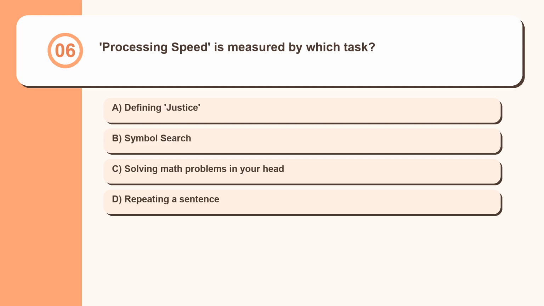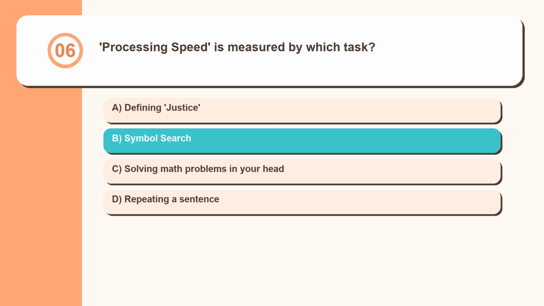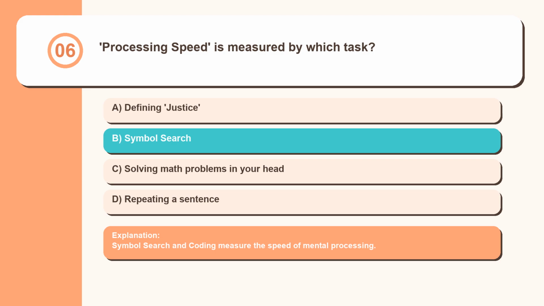Question 6. Processing speed is measured by which task? Defining justice, symbol search, solving math problems in your head, repeating a sentence. Symbol search and coding measure the speed of mental processing.